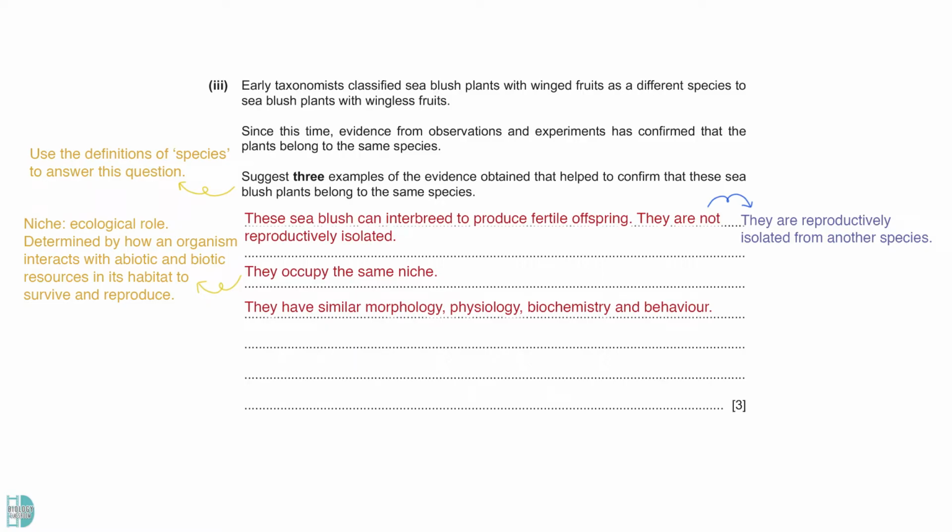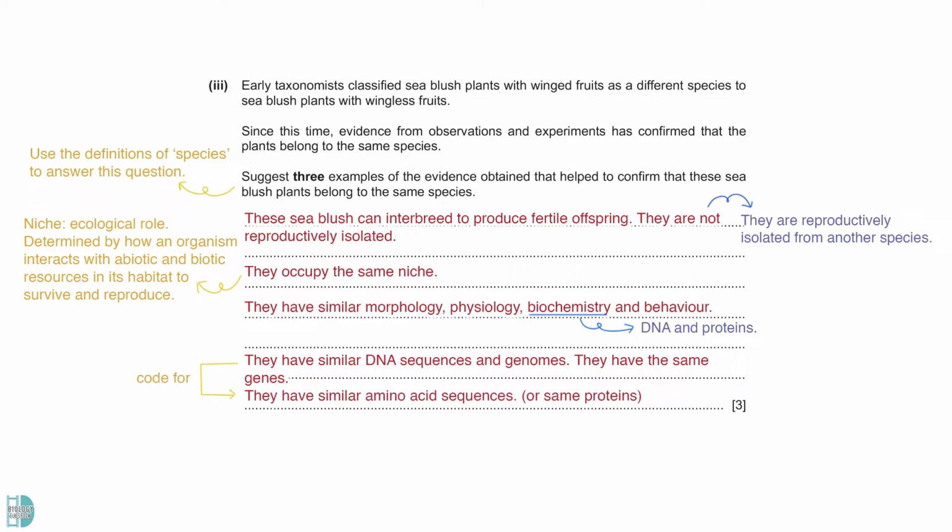You can also get marks by elaborating on the biochemical similarities. Biochemistry refers to DNA sequences and proteins. They should have similar DNA sequences or genomes. You can also say that they have the same genes. Since they have similar DNA sequences, the amino acid sequences of their proteins are similar too.